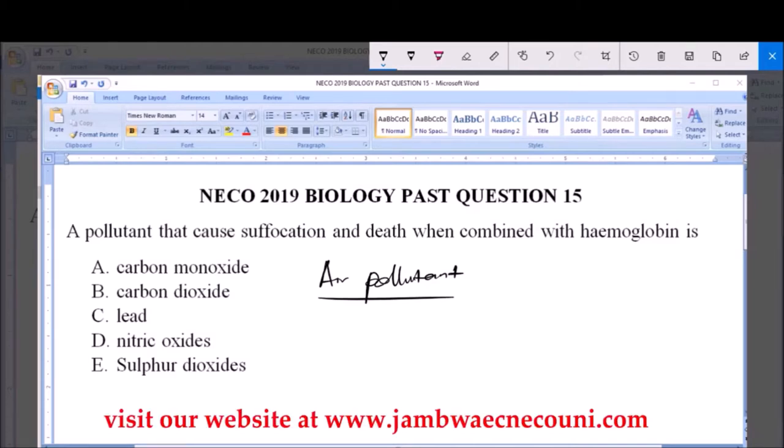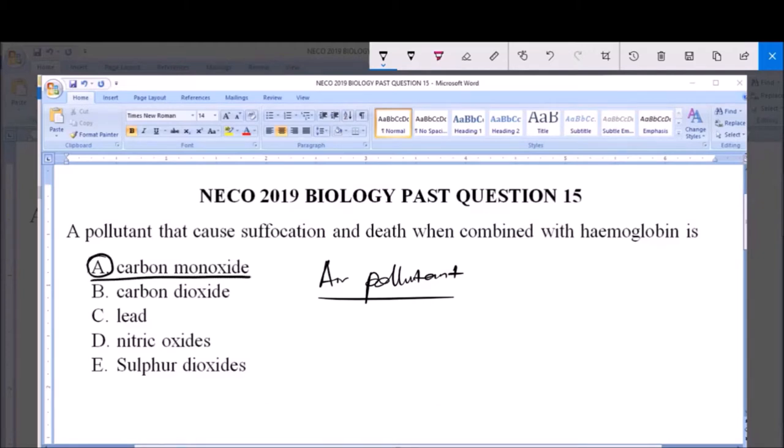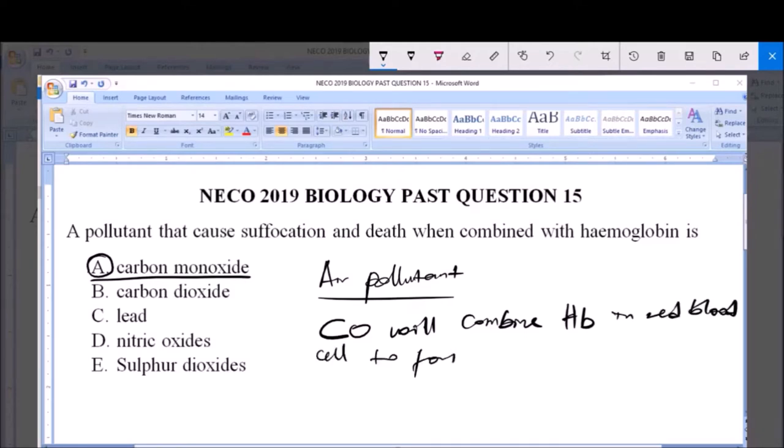hemoglobin is. Now, the answer to this question is actually carbon monoxide, because carbon monoxide is a poisonous gas. Carbon monoxide, that is CO, when inhaled, will combine with hemoglobin present in the red blood cell. Let me term the hemoglobin HB. It combines with hemoglobin in the red blood cell to form carboxyhemoglobin.